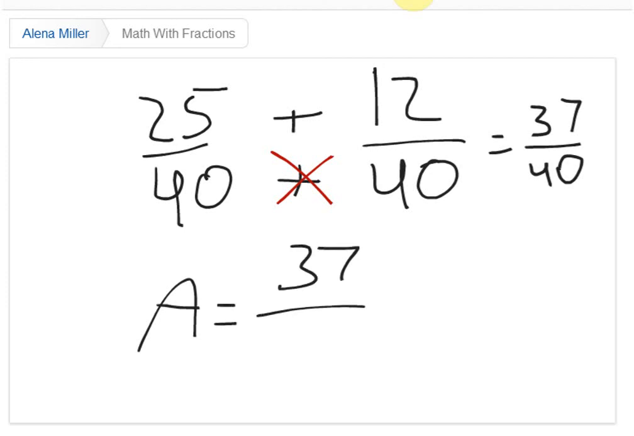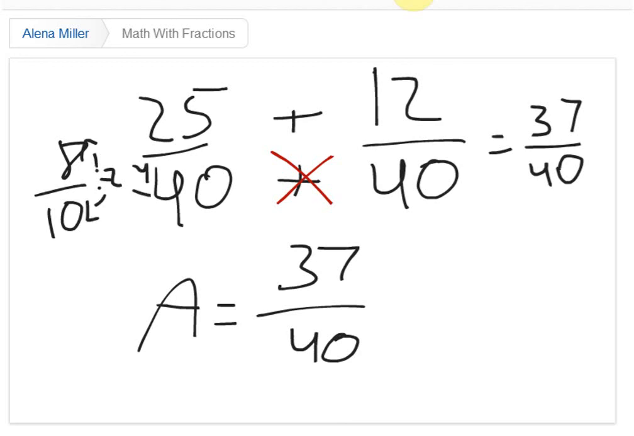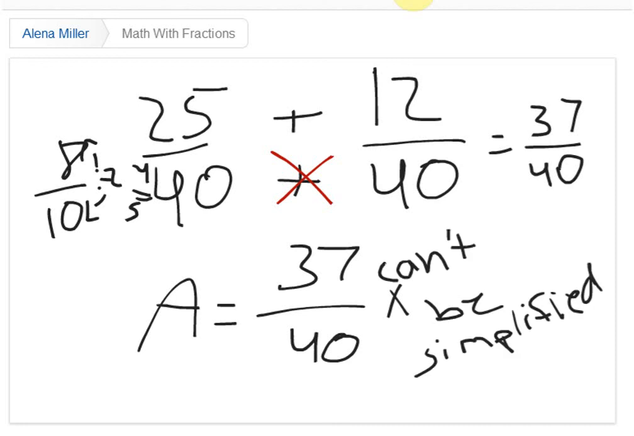40ths. Now you have to check, can you reduce it? That means if I had 8/10, 2 goes into both of those. So I could make it 4/5. Now I have to ask the same question with 37 40ths. But a fraction doesn't always get simplified. In this case, 37 40ths can't be simplified. So, our answer is 37 40ths.